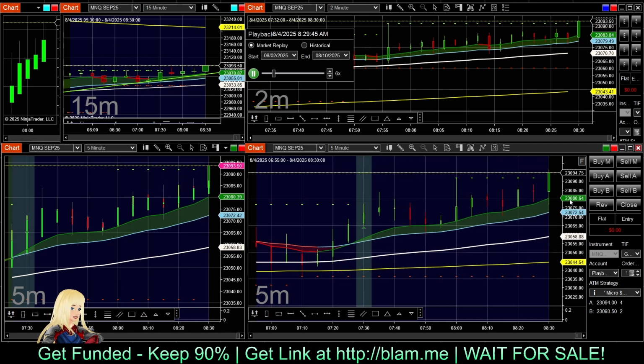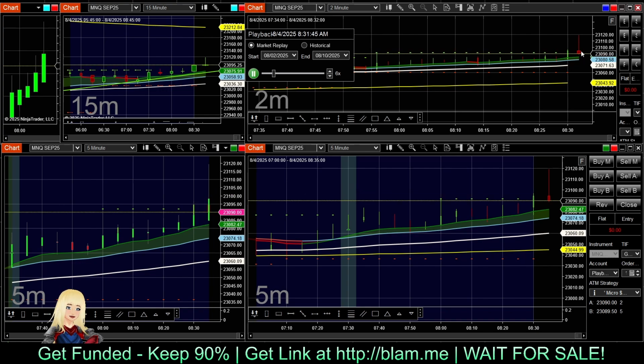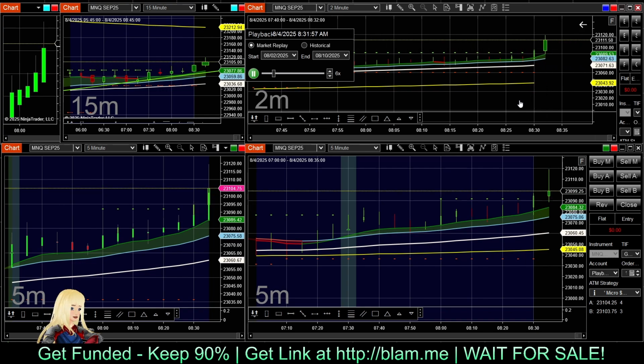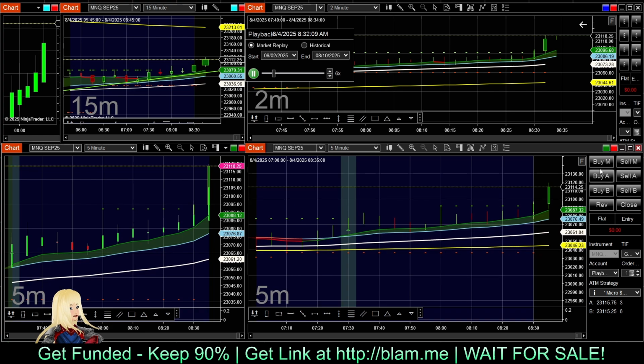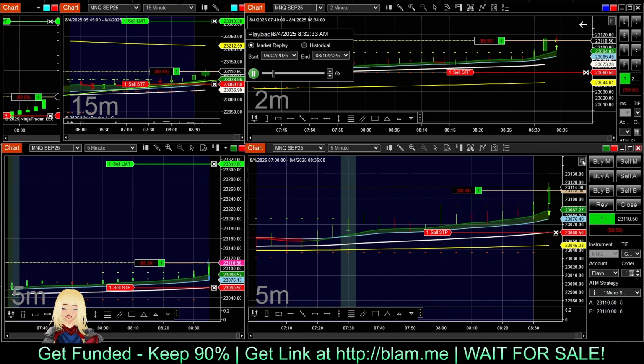It is almost 8:30 in the morning. We have a breakout of the swing zone here. It's come back on the 2-minute chart and it's retested. We're going to go ahead and get in this, and we're going to buy.